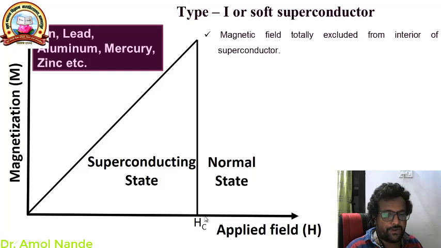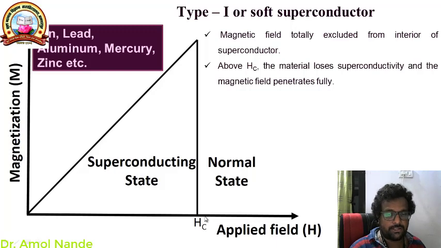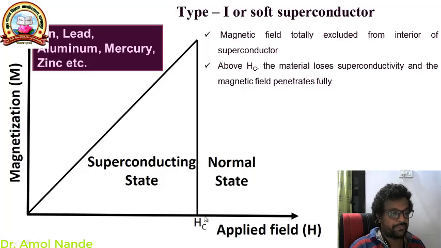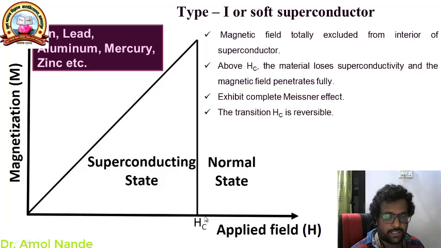Let's look at their properties. As I said, a magnetic field below the critical value is totally expelled or excluded from the superconductor, and above the critical field the material again loses its superconducting property. It comes back to the normal state, and magnetic lines start going through the sample. As there is a sharp transition, it follows the Meissner effect 100%, meaning the complete Meissner effect is followed by the soft superconductor. Again, the transition at the critical field is reversible.